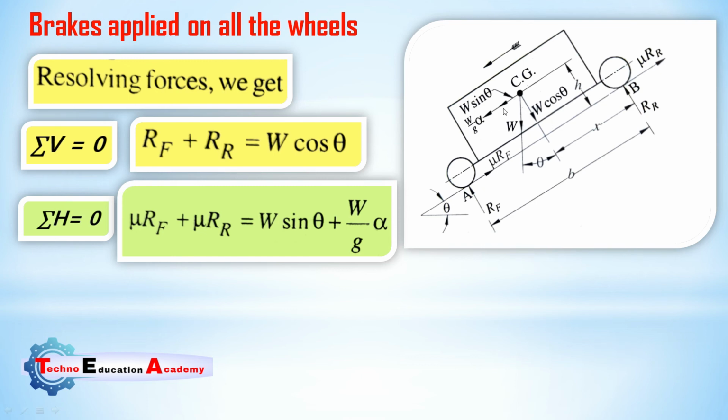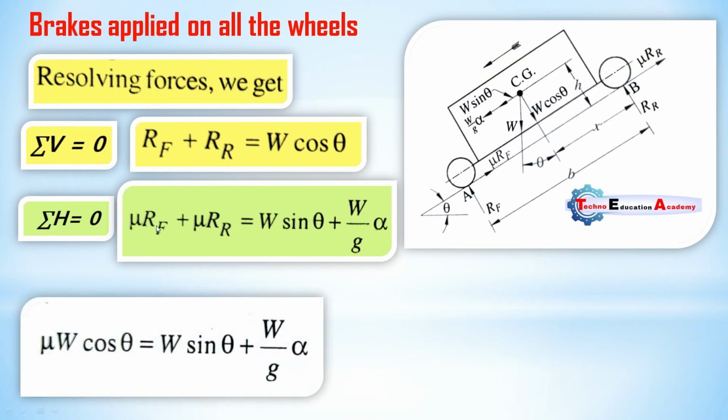And two other forces which are in the direction opposite to or along the motion of the vehicle. W sin theta, which is the component of W in the direction of motion of the vehicle, and the inertia force W by g into alpha, as we know that F equals ma and W equals mg, so m equals W by g into alpha.